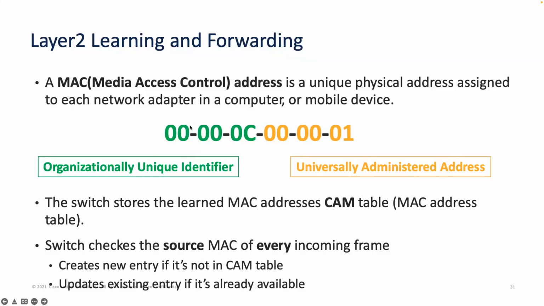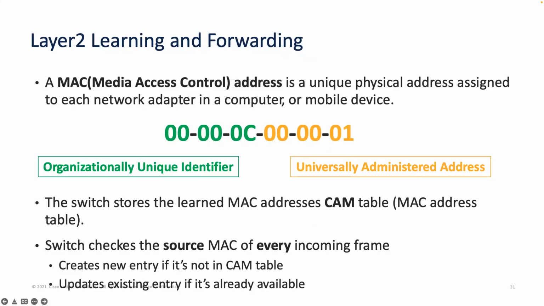The first 3 bytes identify the manufacturer of the NIC, such as Cisco, Juniper, Huawei, Netgear, and so on. And the last 3 bytes are a unique number from the manufacturer that identifies each device on the network. The MAC address is sometimes also referred to as a physical address or hardware address in different places.